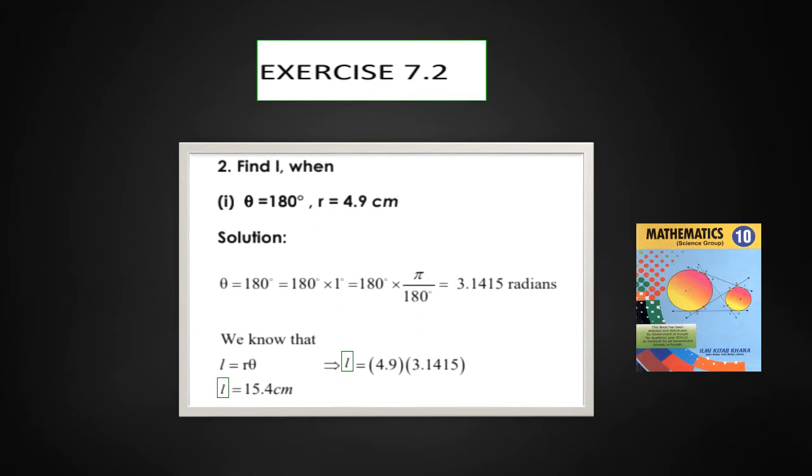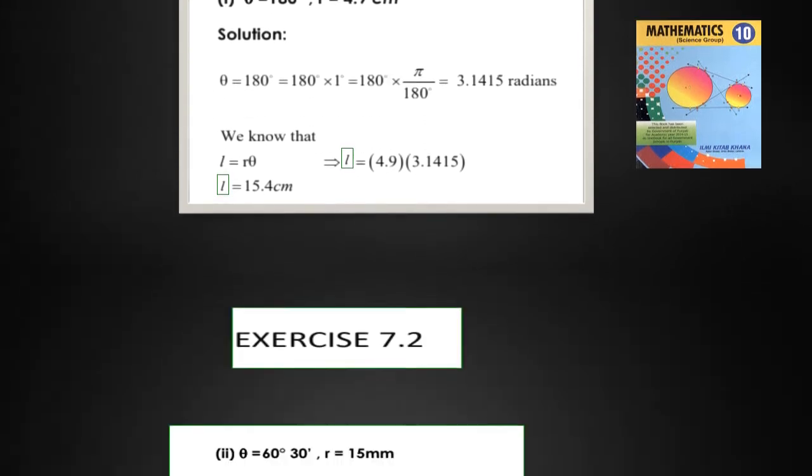We know that L is equal to R theta. So putting the value of R and theta, R is 4.9 and theta is 3.1415. So after multiplication, answer is 15.4 centimeter.